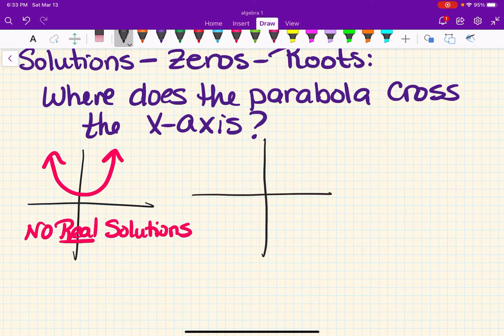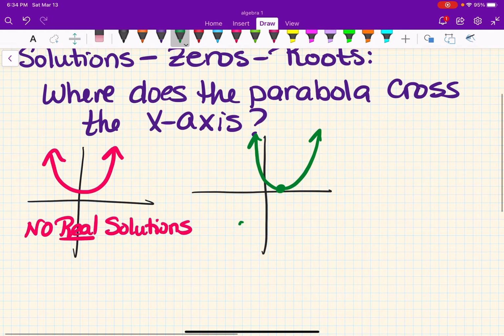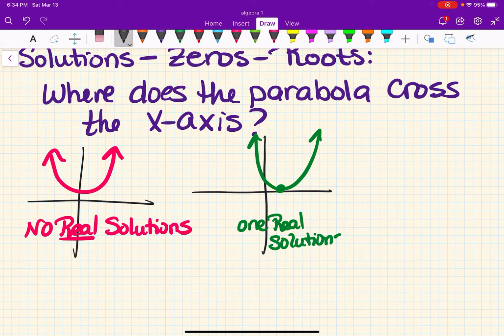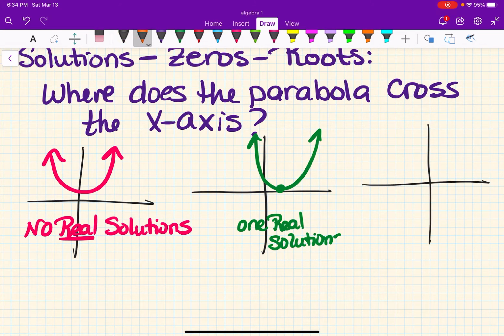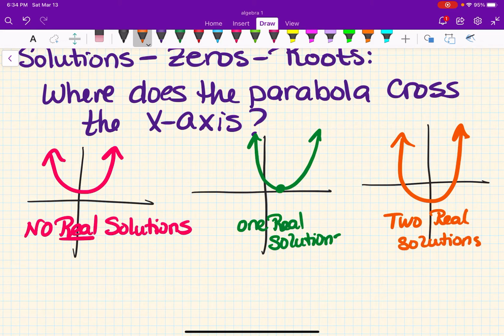Okay? The other possibility, we sometimes call this a double root, is where it kind of sits on the x-axis, so it's not really crossing the x-axis. It hits the x-axis and goes back up. In that case, we have one real solution. Again, you see that word real coming up again. There's one real solution if it looks like that. If it looks like this, where it crosses the x-axis twice, then we have two real solutions. Okay? So these are the possibilities of what could happen.